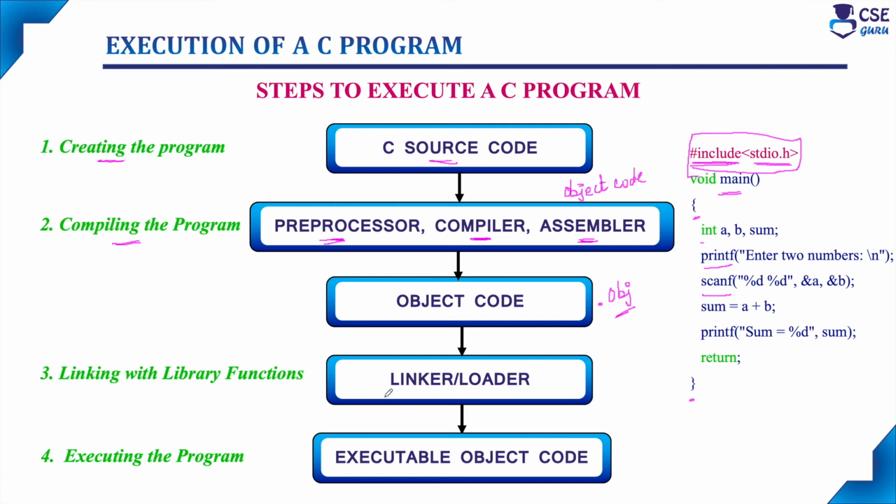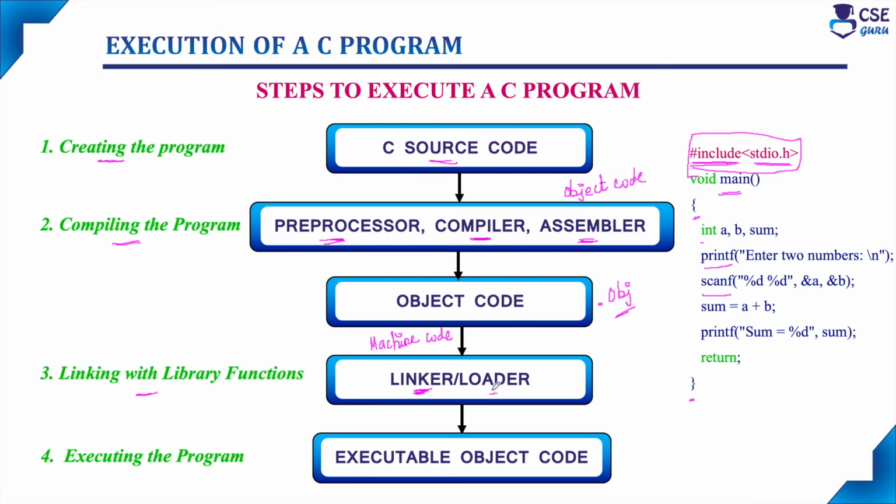And the next step is linking with library functions. The generated object code should be linked with the library files. That is done by the linker and the process is called linking. Once the linking process is over, the linker will generate a machine code which is ready for execution.